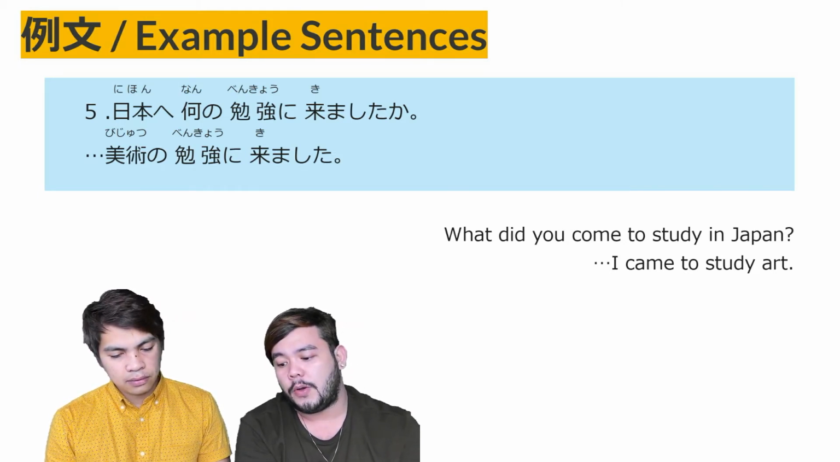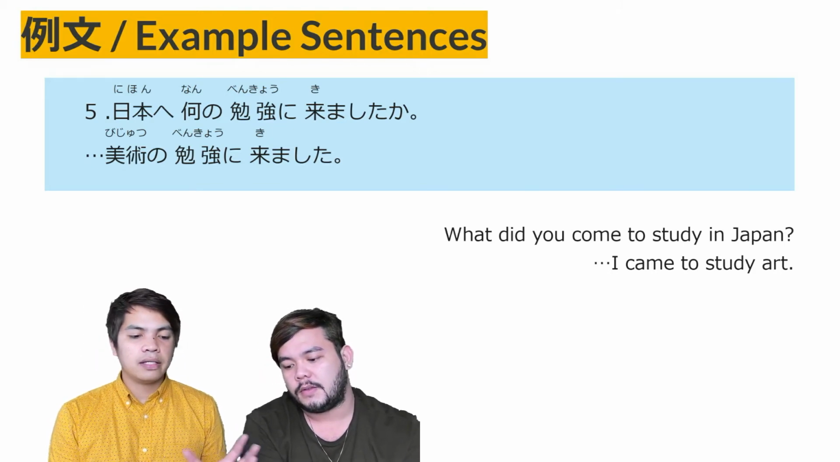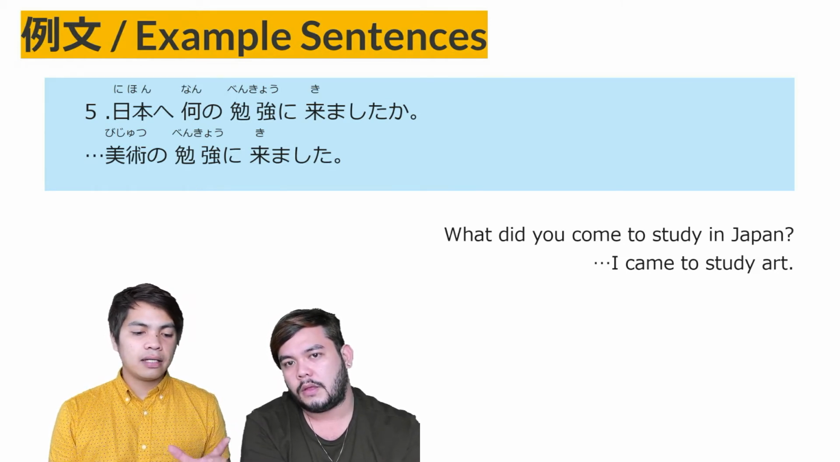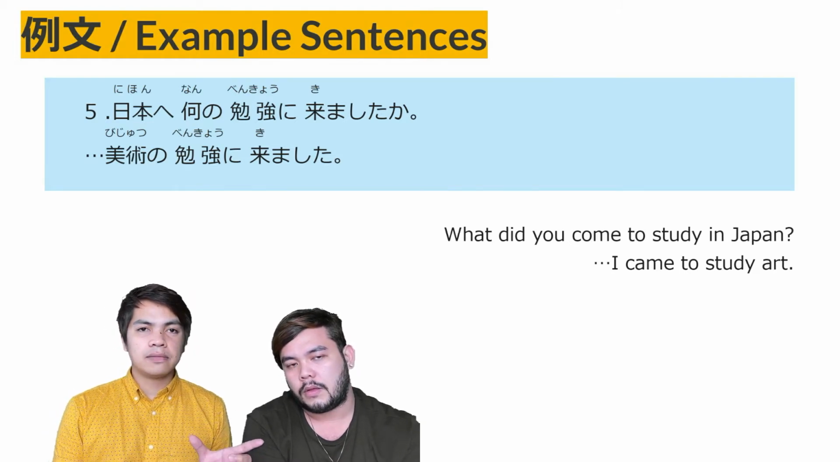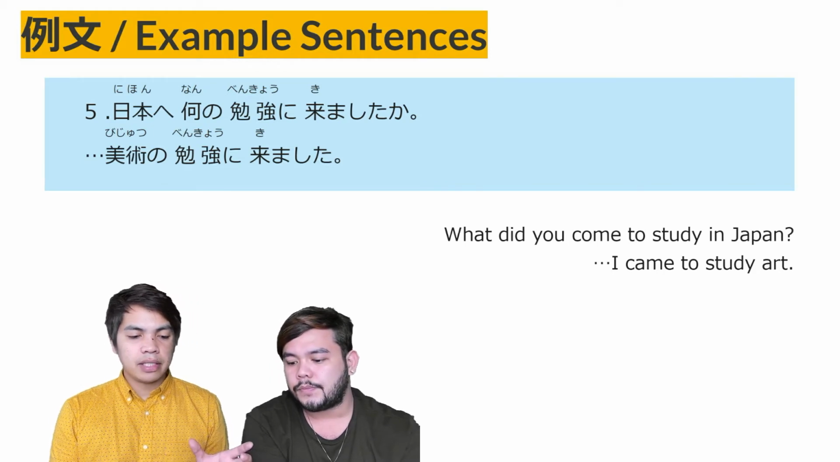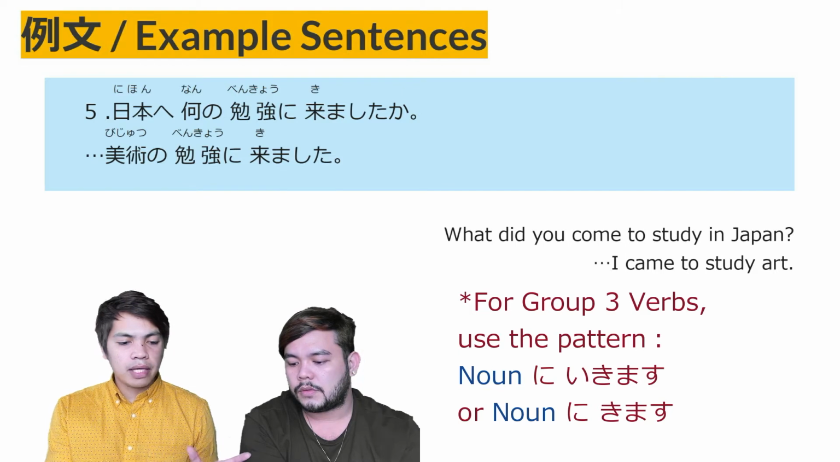美術の勉強に来ました。Okay. Nihon e, particle e, for the verb kimasu. Place e, kimasu. Nihon e nan no benkyou ni kimashita ka? So, nan no benkyou comes from the verb bijutsu no benkyou. It means study of art. So, nan no benkyou ni kimashita ka?